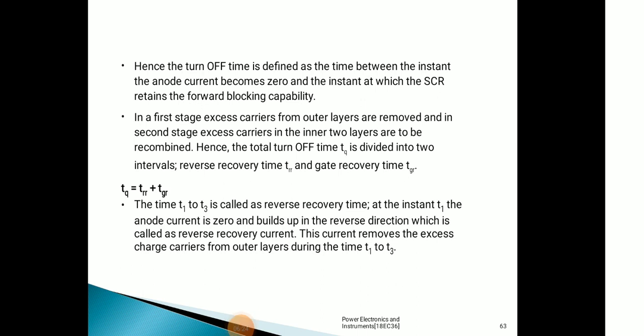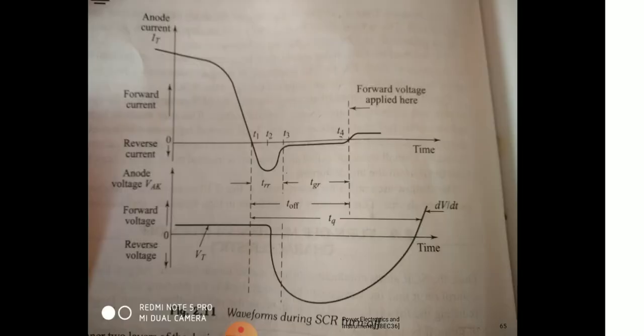Hence, the turn off time is defined as the time between the instant anode current becomes 0 and the instant at which the SCR retains the forward blocking capability. So you will get to know after we explain this graph properly. So in the first stage, what happens?